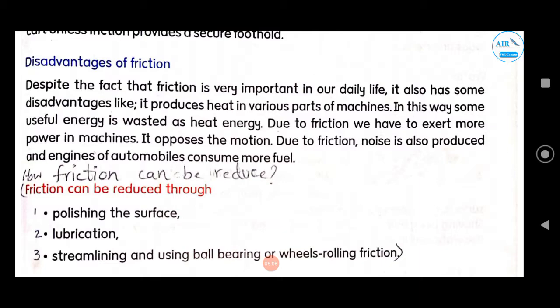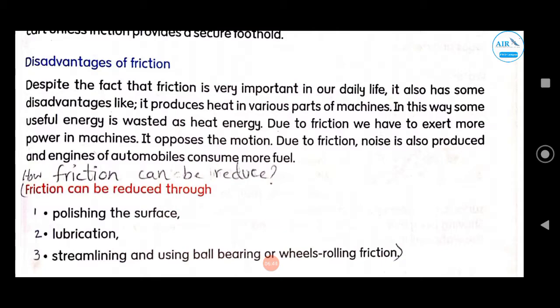For example, in the morning when we walk faster, our body is in some physical activity. Due to that activity, we get some energy, we heat up. So that is the reason that due to friction, for example, when we rub our hands over each other, after some time we will feel that our hands are getting hotter. So as a result of friction, heat is produced. That heat can be dangerous, can be damaging to some machines.